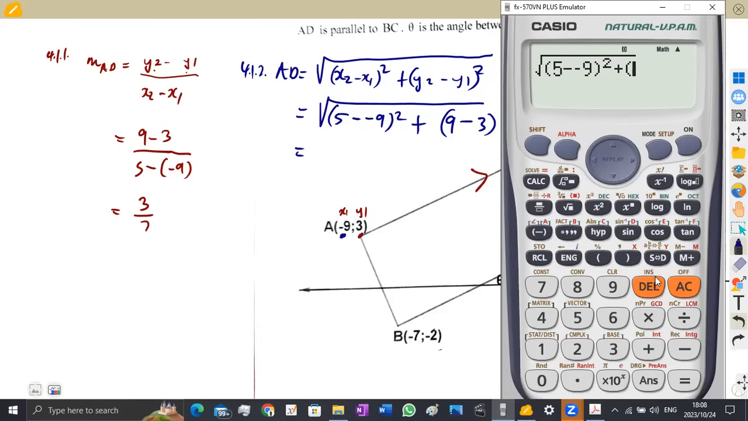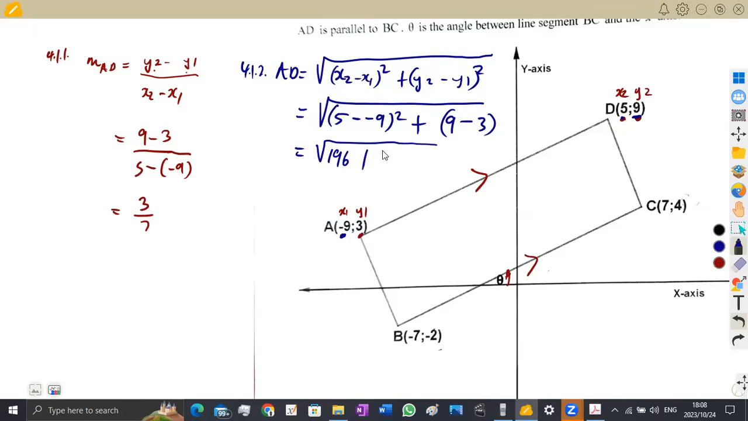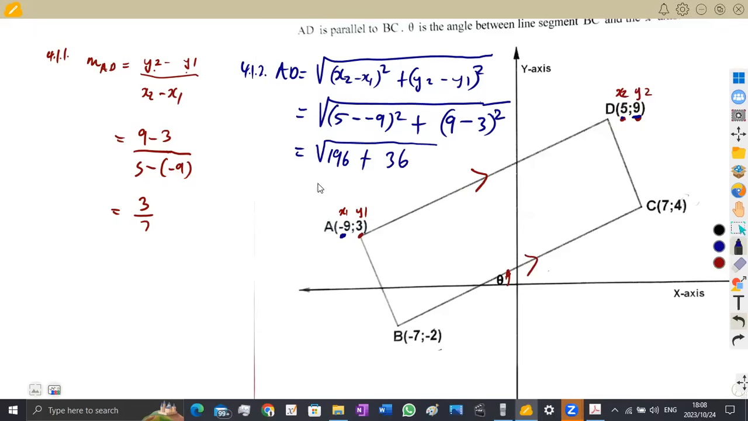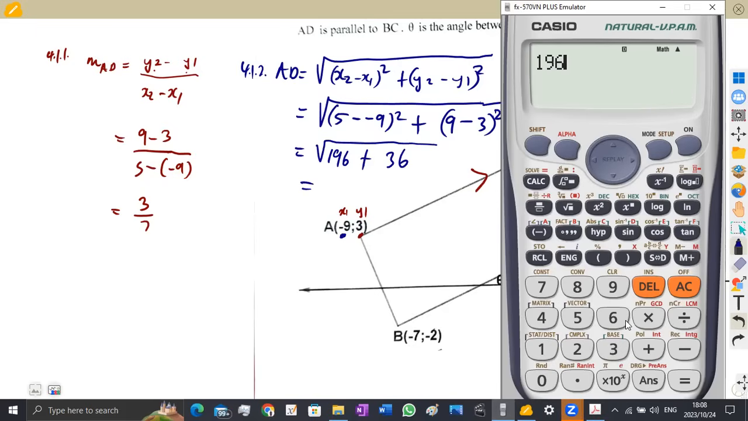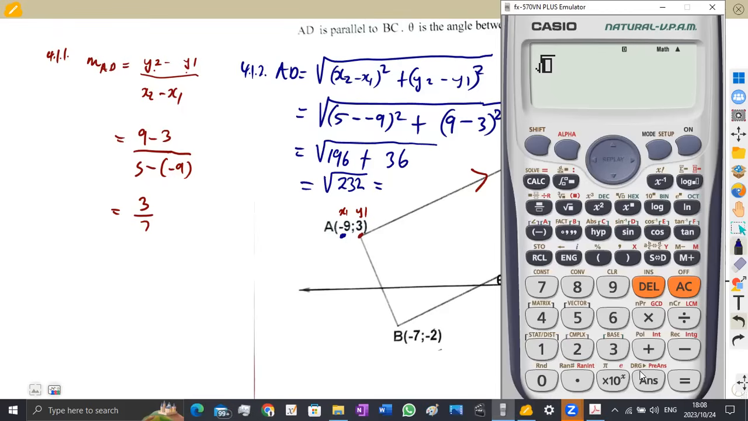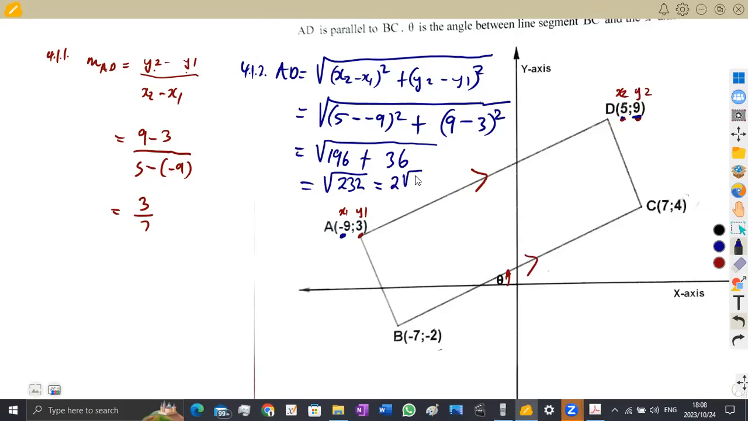Let's remove the square root. You're going to have 5 minus 9 squared, which is going to be 196. So you have the square root of 196 plus, there's a square there, that's y squared, we simplify 9 minus 3 squared, which is going to be 36. Add everything together: 196 plus 36 is 232. This is when you are simplifying stage by stage. Then from there, you write the simplest answer in surd form, the square root of the answer, which is 2 square root of 58 units. So this is the length that you're going to have for AD, which is 2 square root of 58.